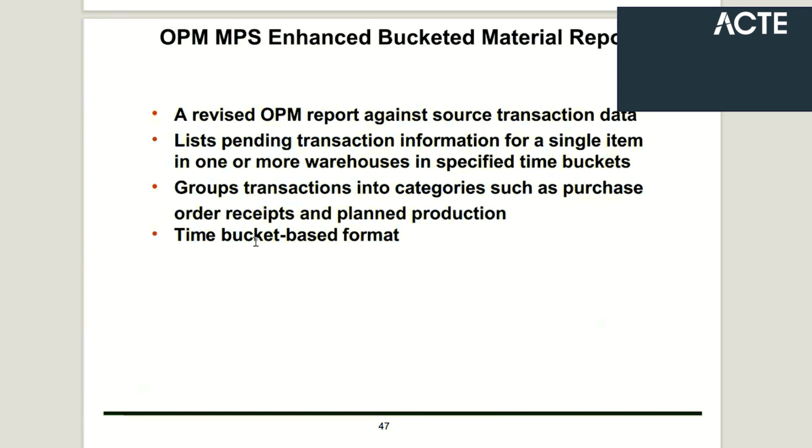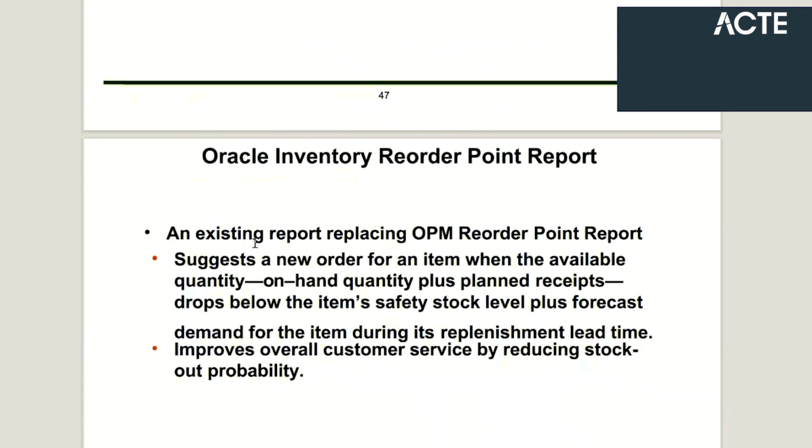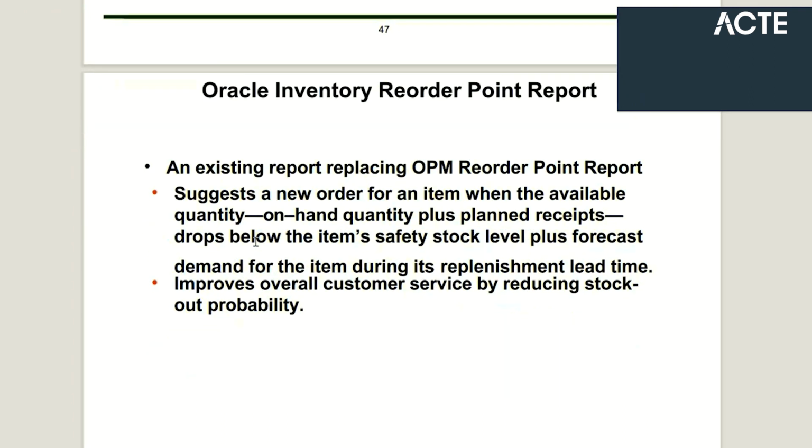Now, group transactions into categories such as purchase. A time bucket based format you can give. Bucket means what? The number of days. Number of items. Items. Okay.